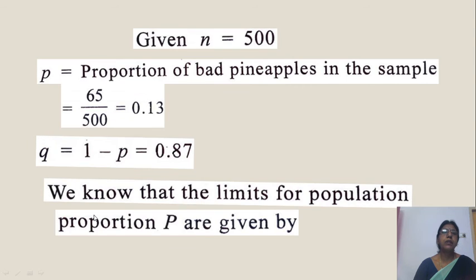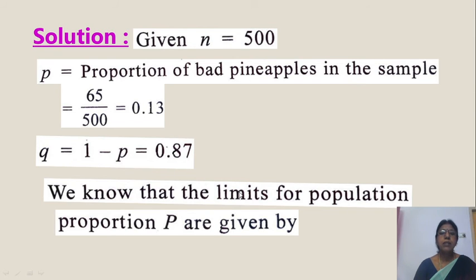What is the given? N is 500. P is the proportion of bad pineapples in the sample. Proportion of sample 65 by 500 is 0.13. Now Q is 1 minus P, 0.87.